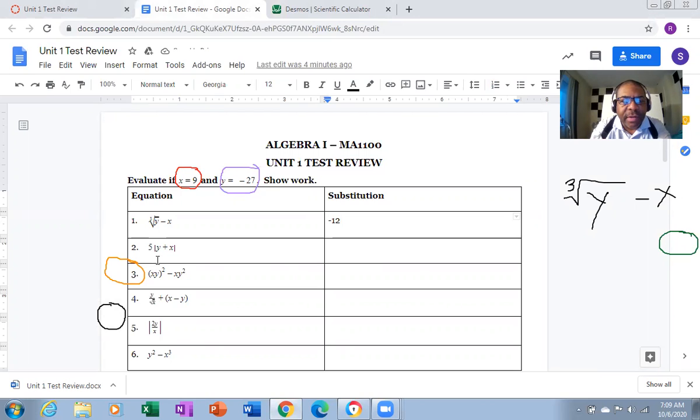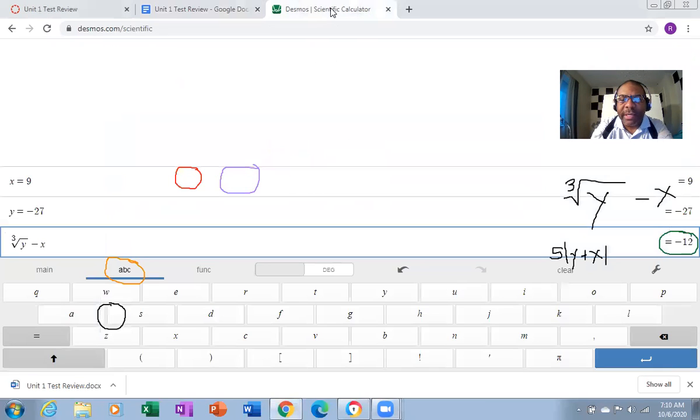All right, 5. And then we have absolute value y plus x, close absolute value. Okay, so I'm going to rewrite it just so I can keep it in my mind. I'll put it right here as a matter of fact: 5 absolute value y plus x absolute value. Okay, so now I'm going to go back to Desmos. My problem is right here, so I can look at it. We already have what y and x are, so I don't have to do anything new.